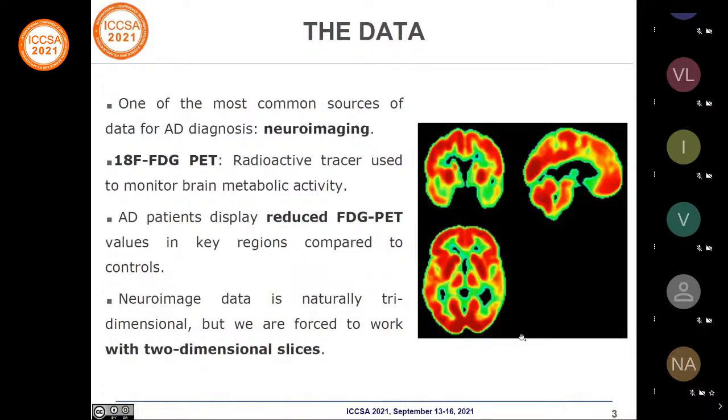Just to say this: neuroimaging data is naturally three-dimensional, but it's almost impossible to work with three-dimensional data for these things. So we usually work with two-dimensional slices in one of these projections. For example, in my case, we usually work with the axial projection. This is a cut of the brain. This is the frontal part and parietal part. For example, this area is the hippocampus. So, just to be on the same page.